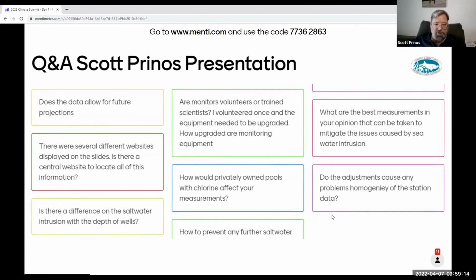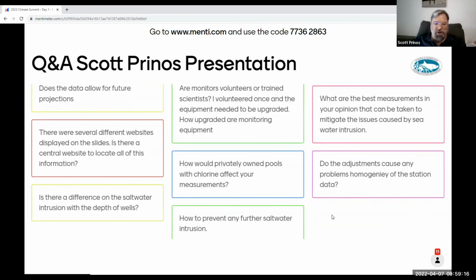How would privately owned pools with chlorine affect your measurements? They wouldn't, because we're measuring chloride and we're measuring it deep in the aquifers.